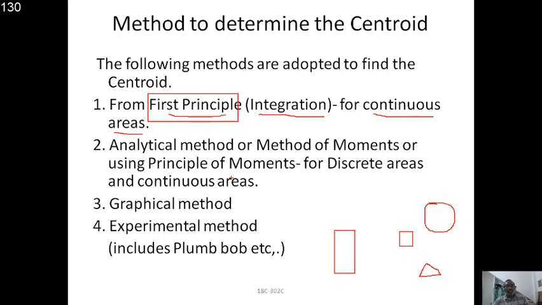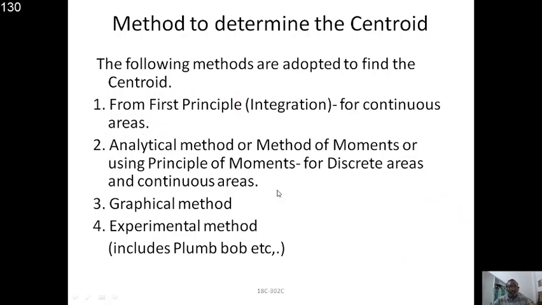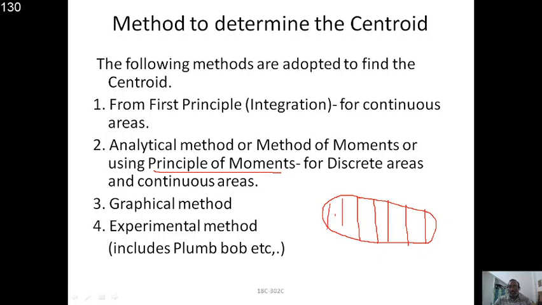In addition, we are also going to use the analytical method or method of moments. The method of moments uses the principle of moments. We already discussed what the moment of area is. So we divide the total area into parts, and we take moments of each area.